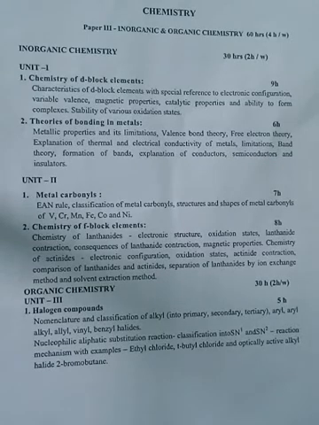In Unit 1, there are two chapters. The first one is the chemistry of D block elements and the second one is the theory of bonding in metals. Already in our previous classes, we have discussed the D block elements.